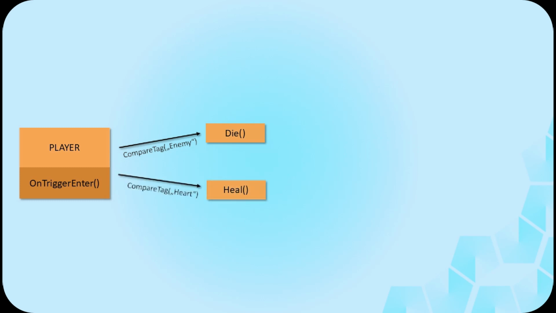As an example, assume the player acts differently on entering different triggers. If the collider the player triggered is an enemy, the player will die. But if this collider was a heart, the player's health will increase.